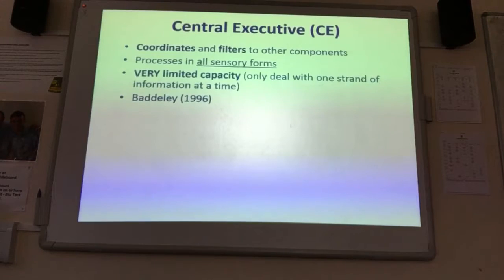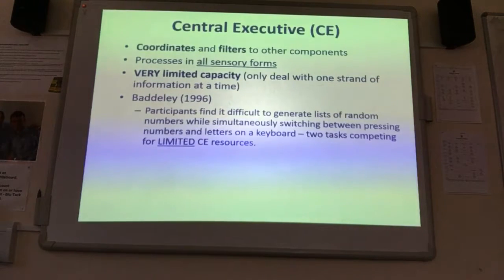And evidence that supports that really limited capacity is that if you ask participants to do 2 tasks at once, so you get them to generate out loud a random list of numbers, say 5, 1, 9, 6, 2. They have to keep going and say them randomly, but at the same time get them with a keyboard in front of them to press simultaneously between a letter key and a number key and do that randomly as well. Doing both of those tasks at the same time is incredibly difficult. Why? Because both of them compete for that really limited resource of the central executive, and that's why it's hard to do both of them at the same time.